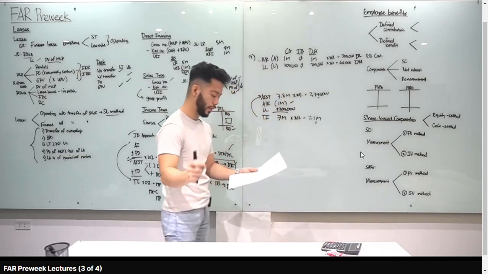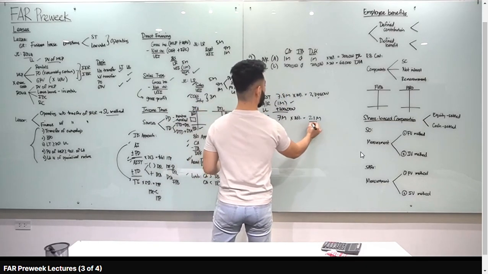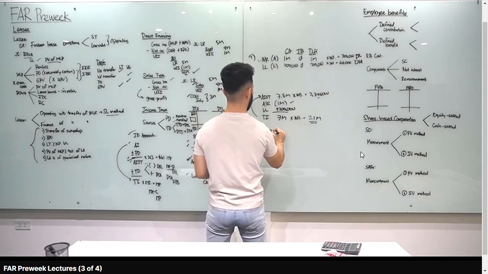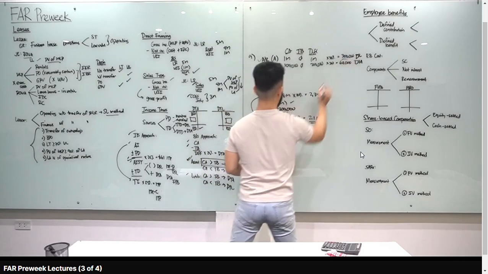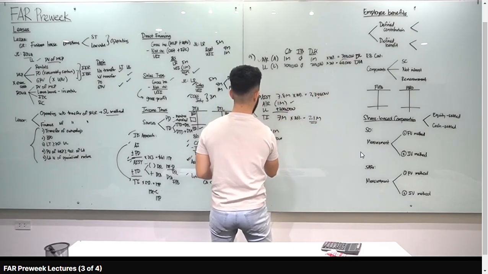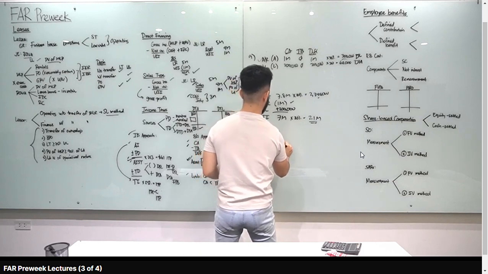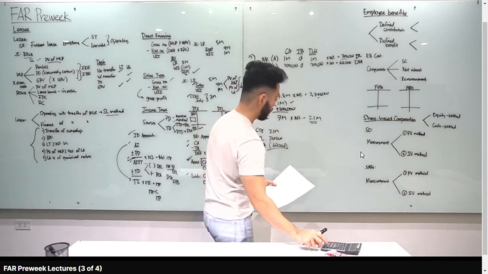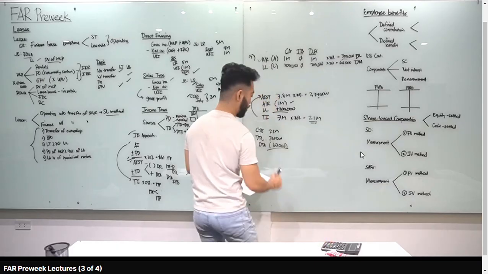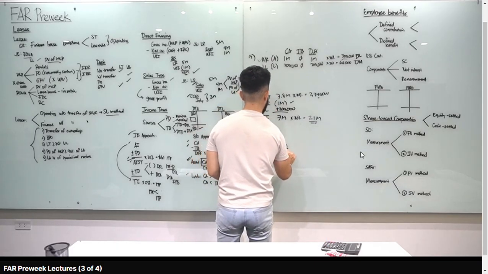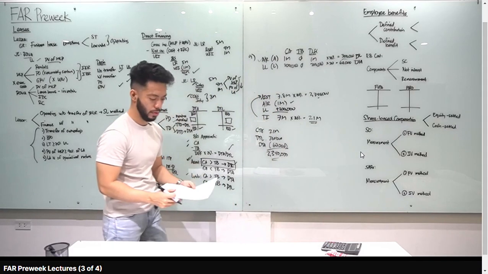Ang isa pang computation, para di ka malito, for number 10, meron tayong current tax expense, tama? Which is 2.1 million. Meron tayong DTL na 300,000. Meron tayong DTA, ma-minus natin yung DTA kasi income tax benefit yan, 60,000. 2.1 million plus 300,000 minus 60,000, you have 2,340,000. Ayun, ito yung isa pang way, mas madaling intindihan. Letter B for number 10.